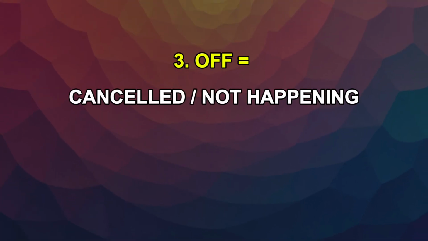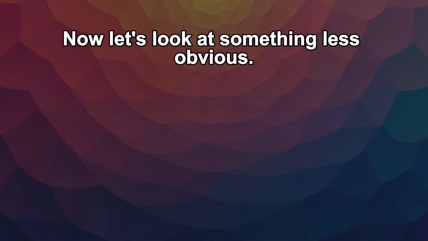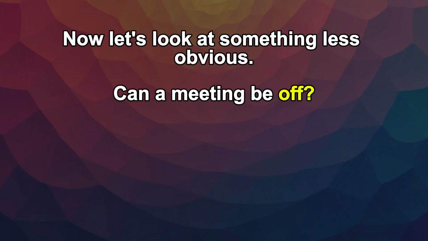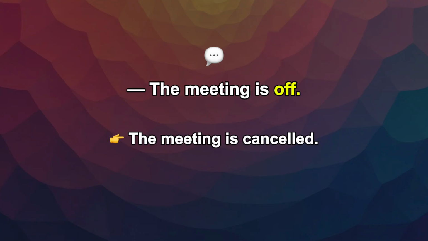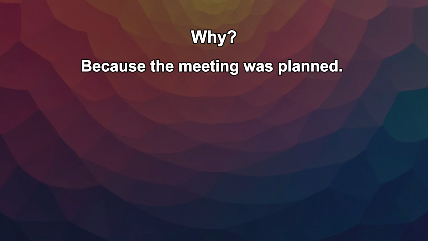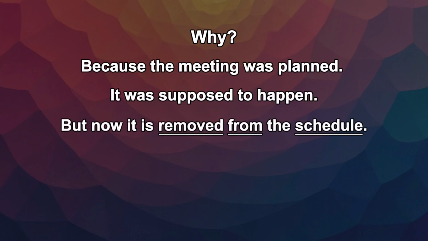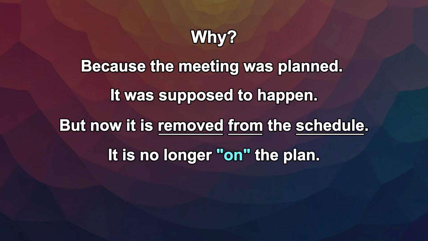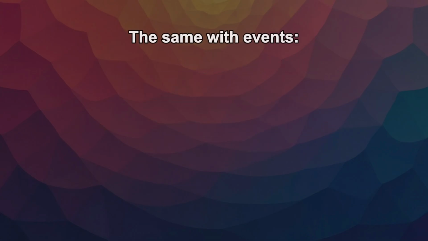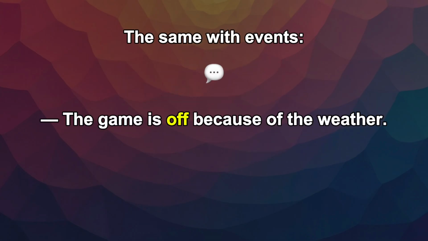Off equals canceled, not happening. Now, let's look at something less obvious. Can a meeting be off? Yes. The meeting is off. The meeting is canceled. Why? Because the meeting was planned. It was supposed to happen, but now it is removed from the schedule. It is no longer on the plan. The same with events. The game is off because of the weather. The game will not happen.